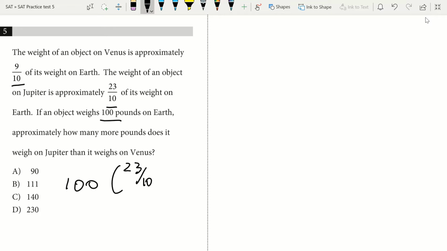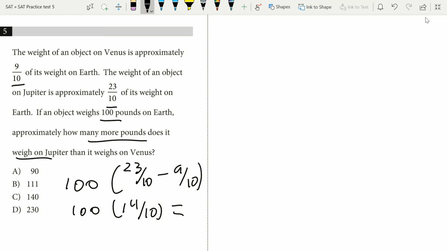And we see on Venus, we weigh 9/10. And we're looking for the difference between those because we want to know how many more pounds we would weigh on Jupiter than Venus. So we do our 100 pounds times the difference. Well, 23 over 10 minus 9 over 10 leaves us with 14 over 10. So now we do 100 times 14 over 10. That's 100 times 1.4, which will give us 140 for our answer, which is C.